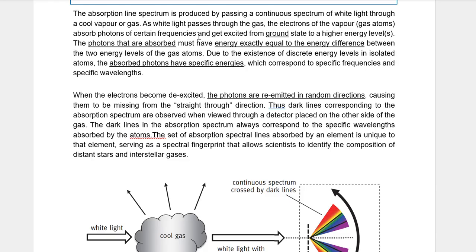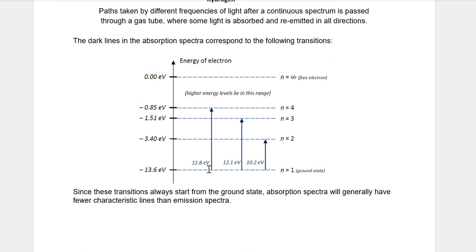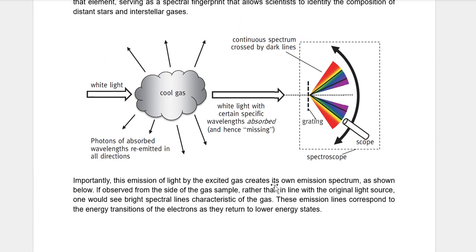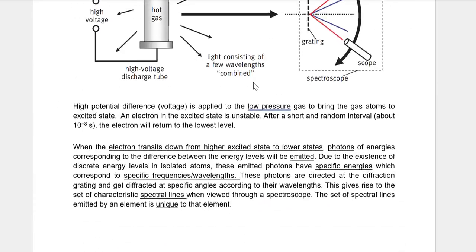The gas will absorb photons of certain frequencies and get excited from the ground state to higher energy levels. The photons that get absorbed must be exactly equal to the energy difference between the two energy levels of the gas atom, and that's why there are black spots. These black spots correspond to the absorptions that go from here to here, here to here, and here to here. If this cool gas is hydrogen, you expect the black spots to be exactly the same as the bright spots here.